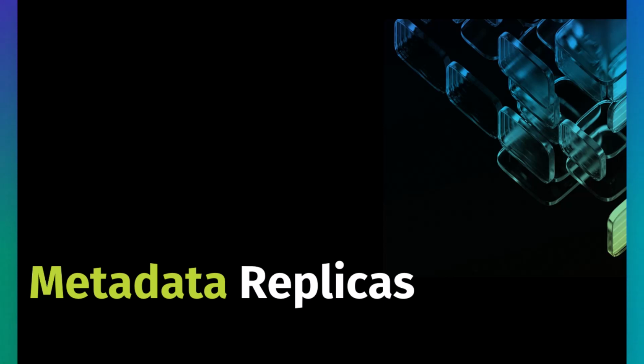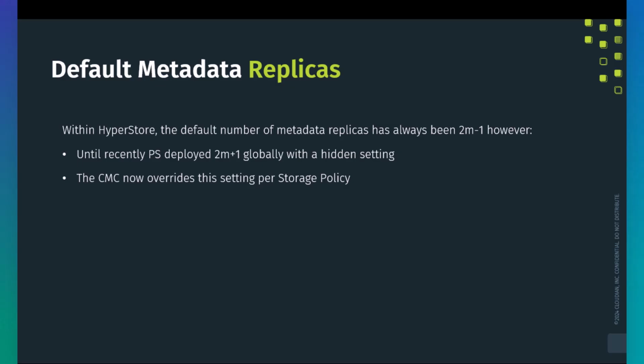When we store object data in HyperStore, we do so using either erasure coding, replication, or replicated erasure coding. Metadata, however, is only stored using replication, and we must have a means to determine how many replicas of the metadata there should be. Historically, Cloudian professional services have always deployed systems using 2m+1 as best practice for metadata replicas.